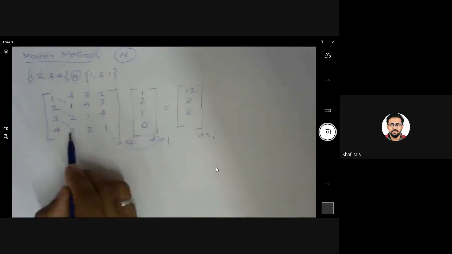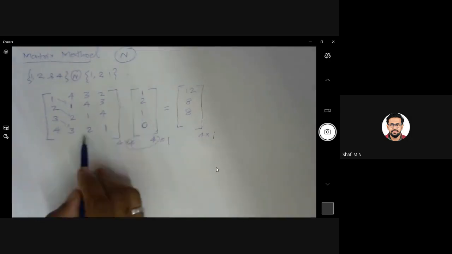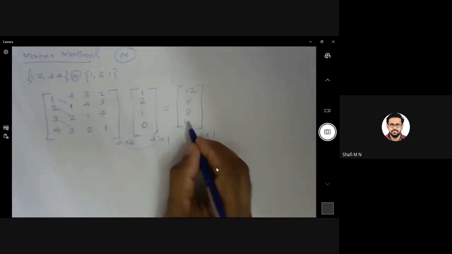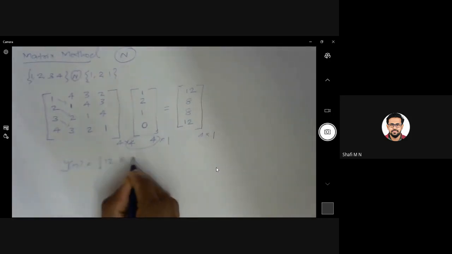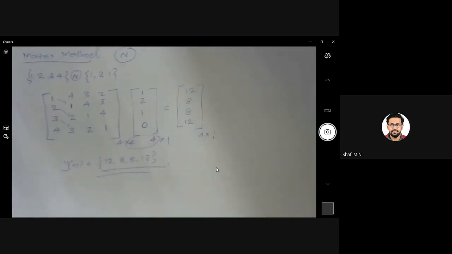Last element, 4 into 1, 4 plus 3 into 2, 6, 6 plus 4, 10 plus 12 plus 0. So that is 12. So the answer is y of n equal to 12, 8, 8, 12. That's it. Same as your previous method.